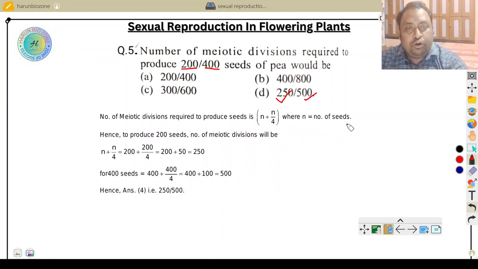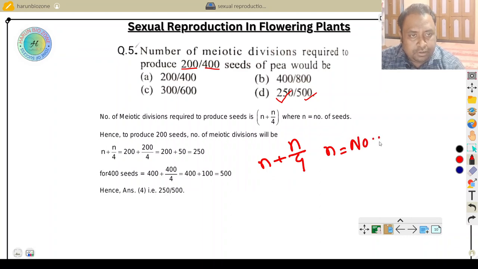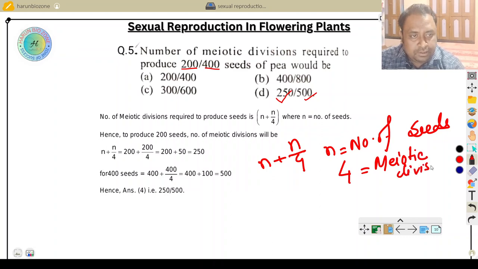So this is the formula: n plus n by 4. Here n means the number of seeds, and 4 means that after one meiotic division, 4 cells are produced. Okay, next question.